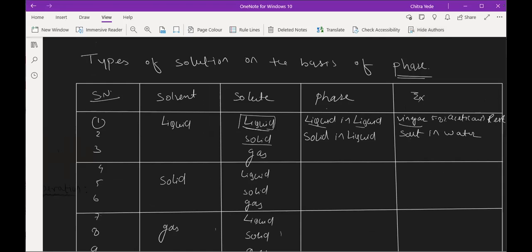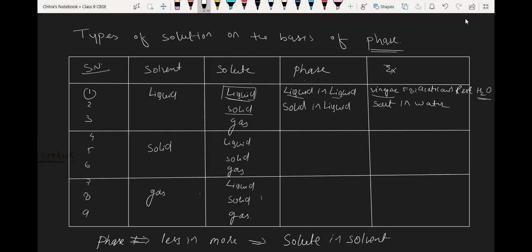Then liquid in gas. Sir, I have a question. Yes, beta. On the test on Sunday, they gave a question: cloud is which phase? Liquid in gas. Okay, sir. So next we have gas in liquid. Next page is gas in liquid.